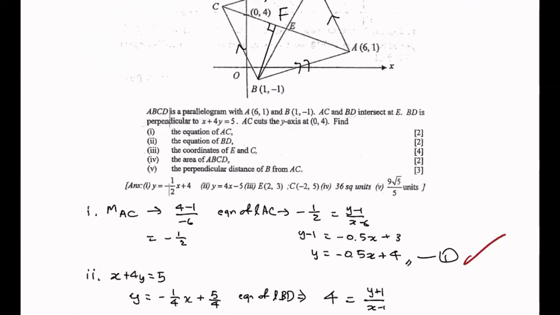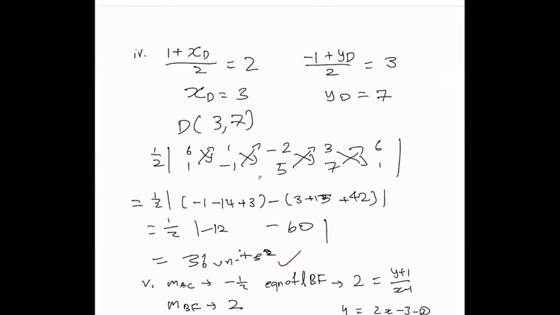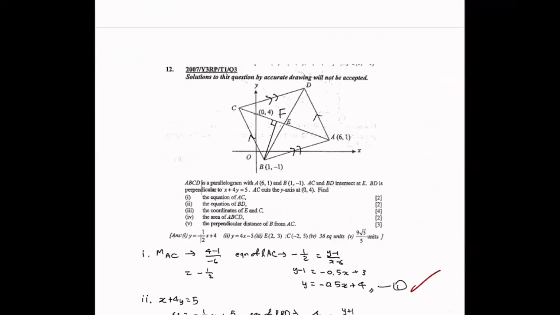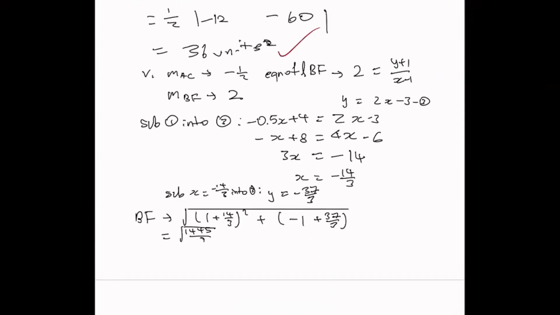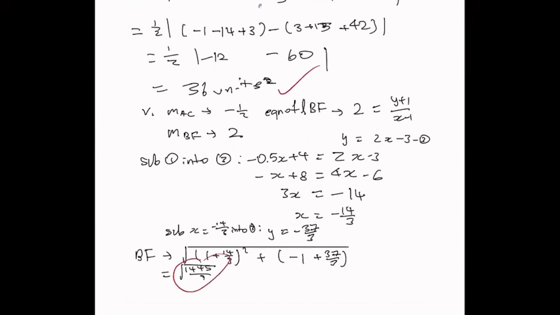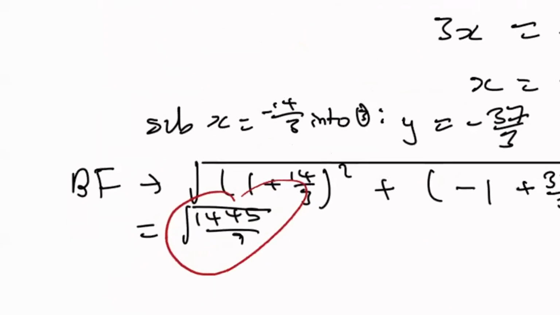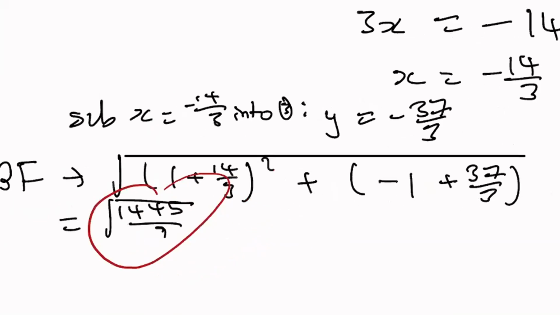Okay. And 36 square feet. Wait. Where is this? 36 square units. Then a square root 9 root 5. This one. Let me see. What is this number at the bottom? 1445 over what? What's that number?